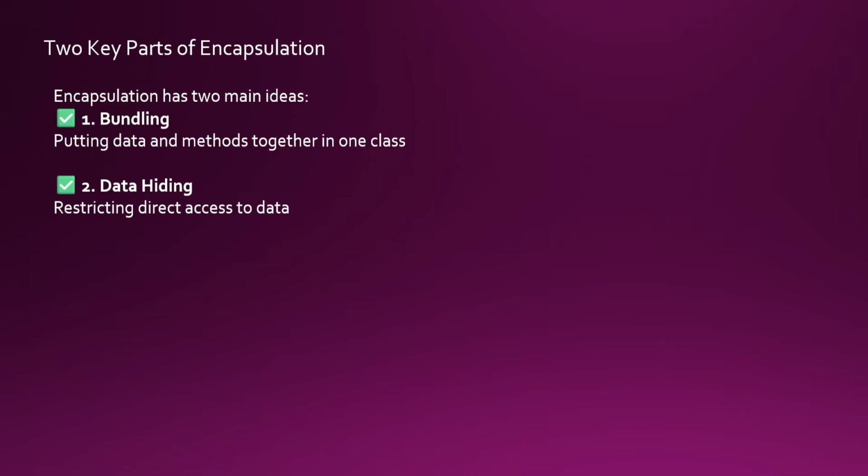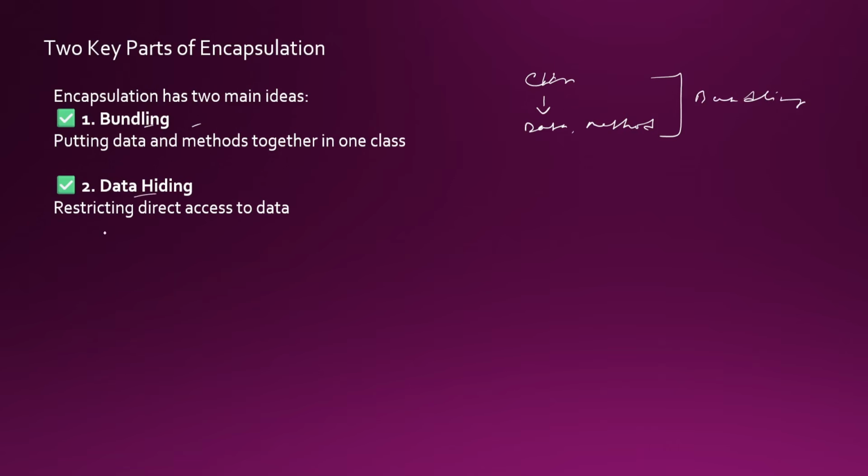There are two key parts of encapsulation. The first one is bundling. Bundling is putting data and methods together in one class. The example that I have already shown you is called bundling. That means I have a class, and inside my class I am wrapping my data and methods. That is called bundling.